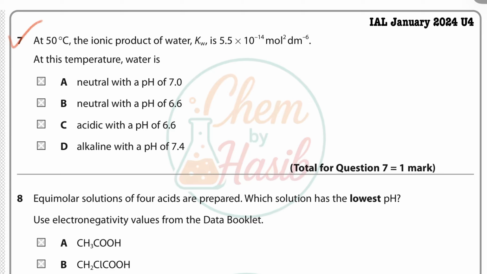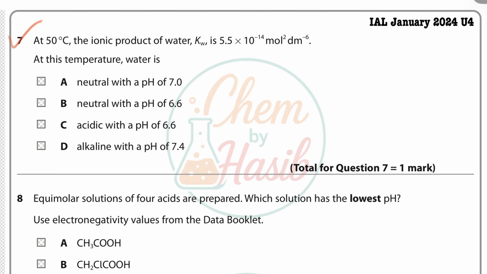Now, this question says at 50 degrees, the ionic product of water, Kw, is 5.5 into 10 to the power minus 14 mole square dm to the power minus 6. Now, at this temperature, what should be the pH of water?